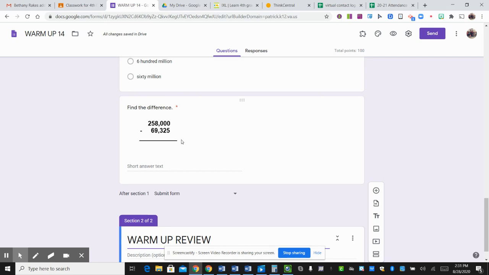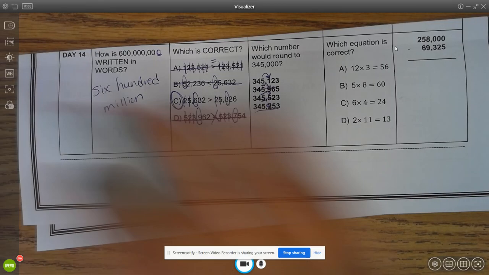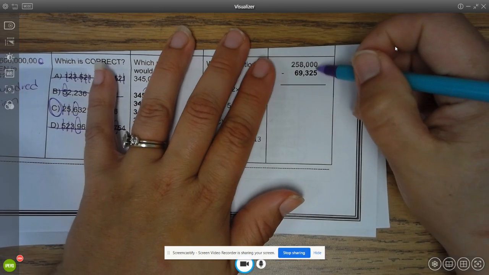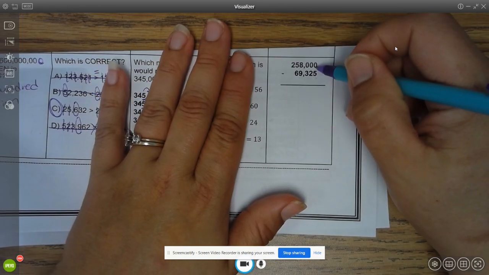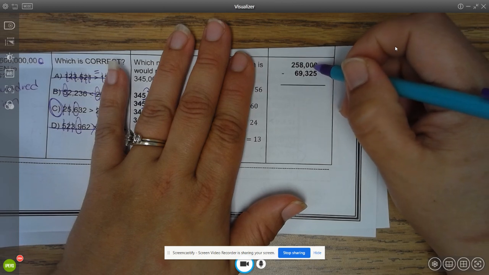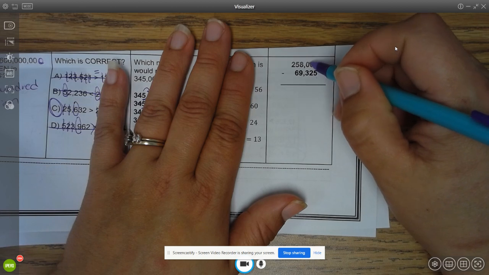And then to find the difference between those two numbers, you should have subtracted. So let's take a look at how we should have worked that out. You may have had to borrow, especially since we have zeros. So I cannot take 5 away from 1. So I'm going to have to go next door and borrow. Well, I can't borrow next door either because it's still 0. So I'm going to keep borrowing.